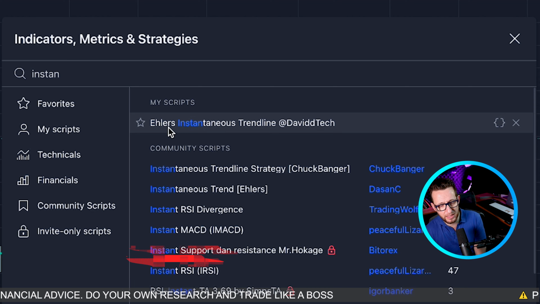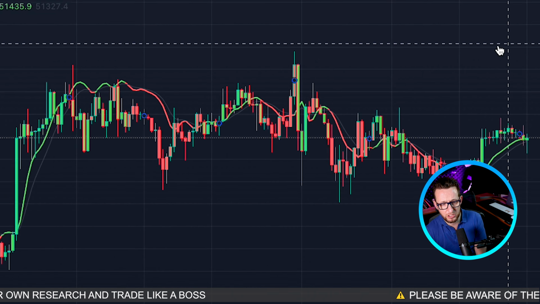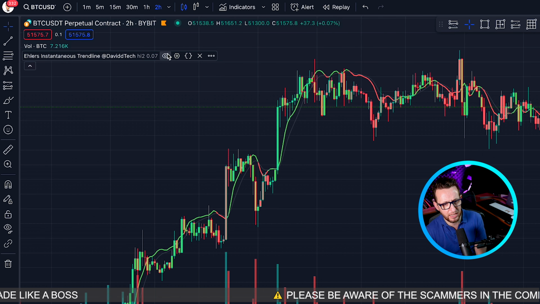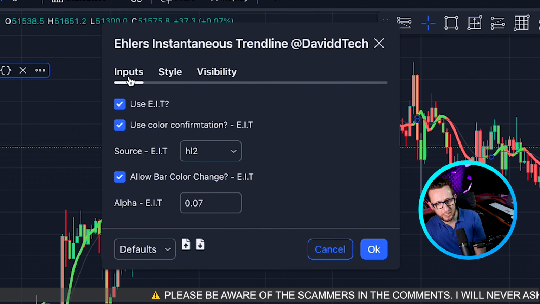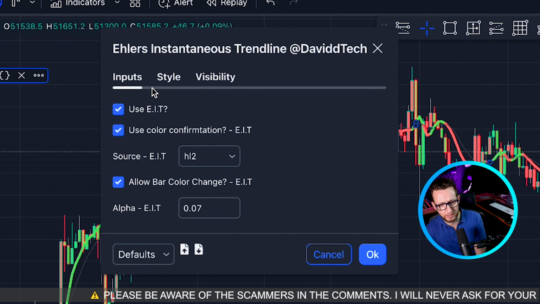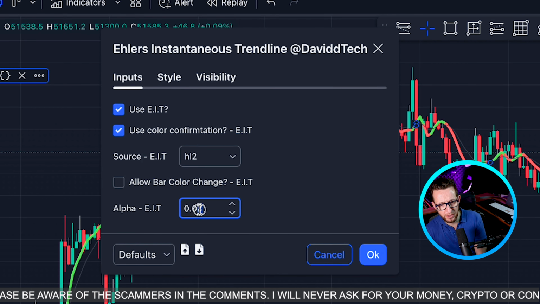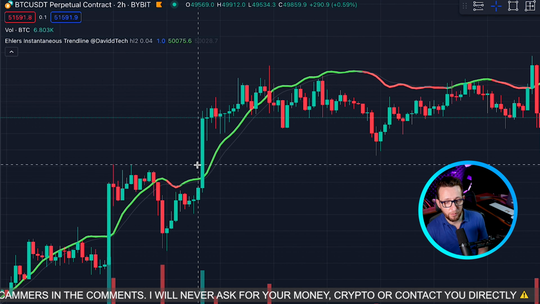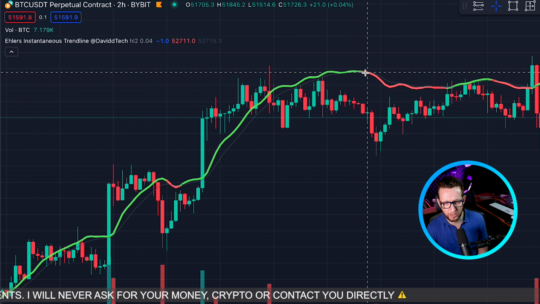Okay, so we're going to add this one here, which is the Ella's instantaneous trend line, which adds this nice green and red line to our chart. I'm going to make it a little bit thicker as always. And then I'm going to go over to the input and change a couple of things. I'm going to remove the allow bar change color because I don't want that. And we're going to set it to 0.04 as the alpha. That's going to give us this more flat and less noisy Ella's instantaneous trend line here.